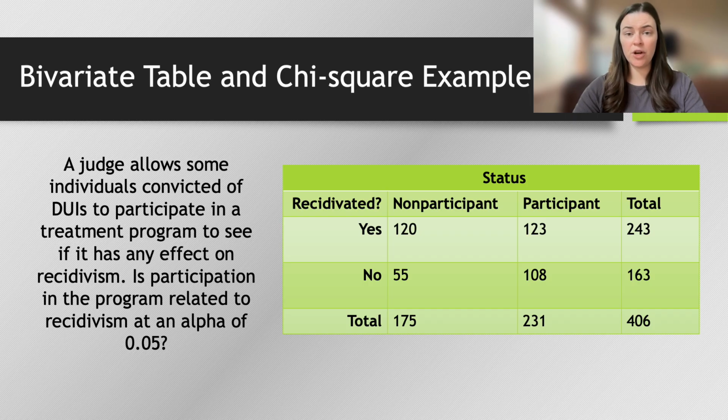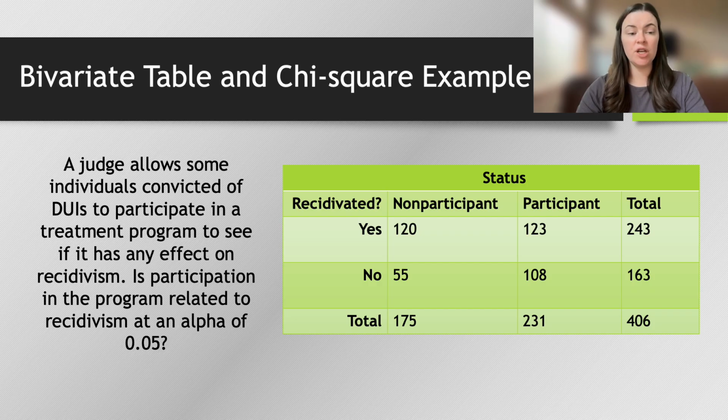Let's work through another example together. A judge allows some individuals convicted of DUIs to participate in a treatment program to see if it has any effect on recidivism. In other words, do those individuals recidivate and have another subsequent DUI?